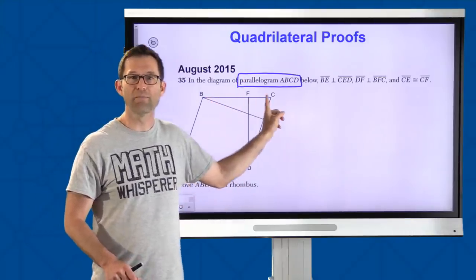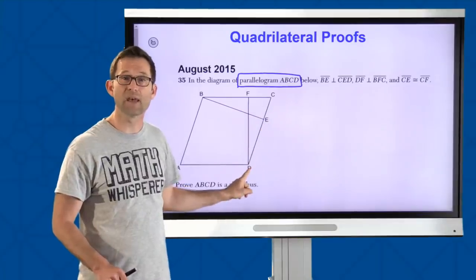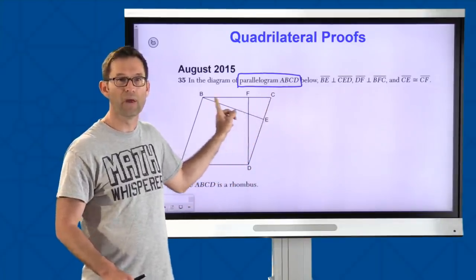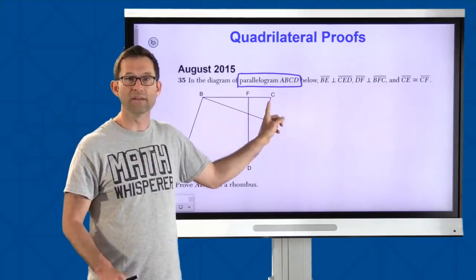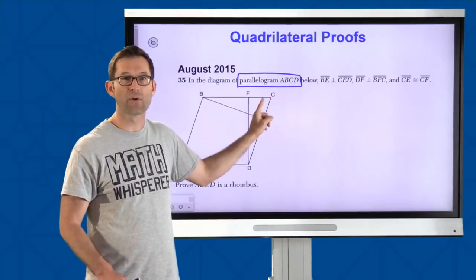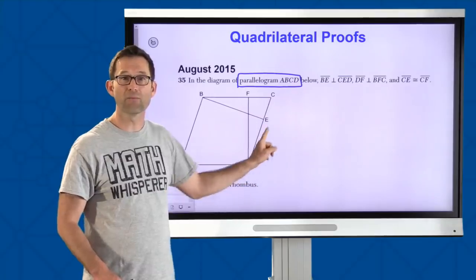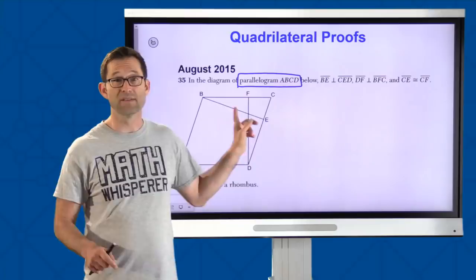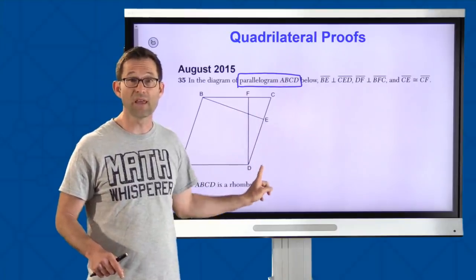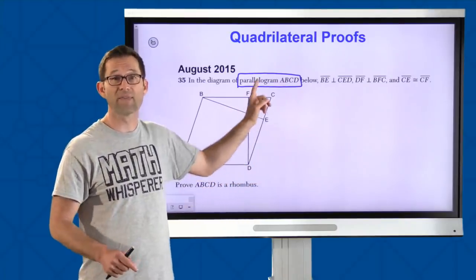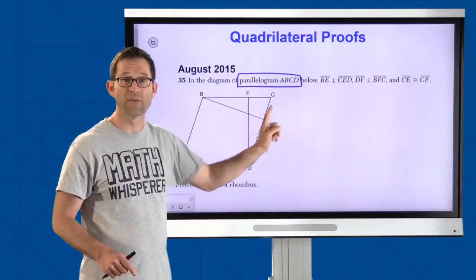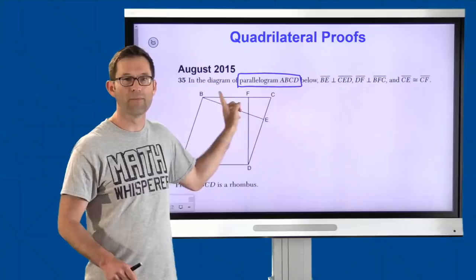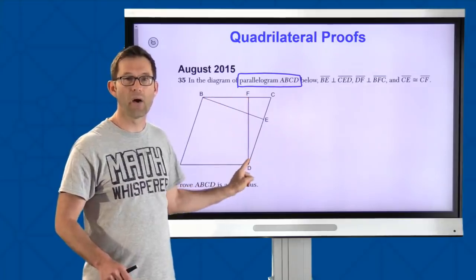Well, how can I get BC and CD to be the same length? Well, I can do that if somehow I can prove that this triangle, triangle BEC, is congruent to triangle CFD. If I can prove that those two triangles are congruent, then I can say, using CPCTC, that BC is congruent to CD, and then using that fact and the fact that it's a parallelogram, I can then say that this thing is a rhombus.